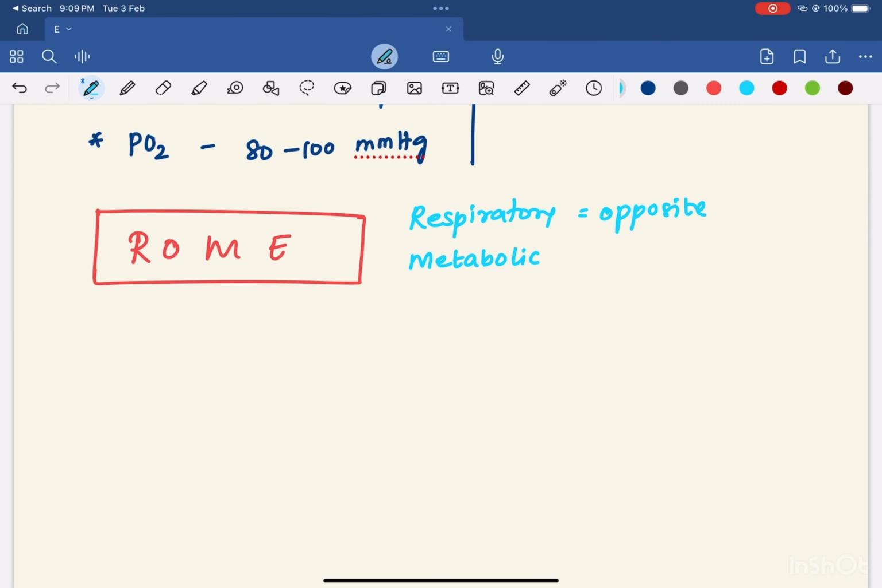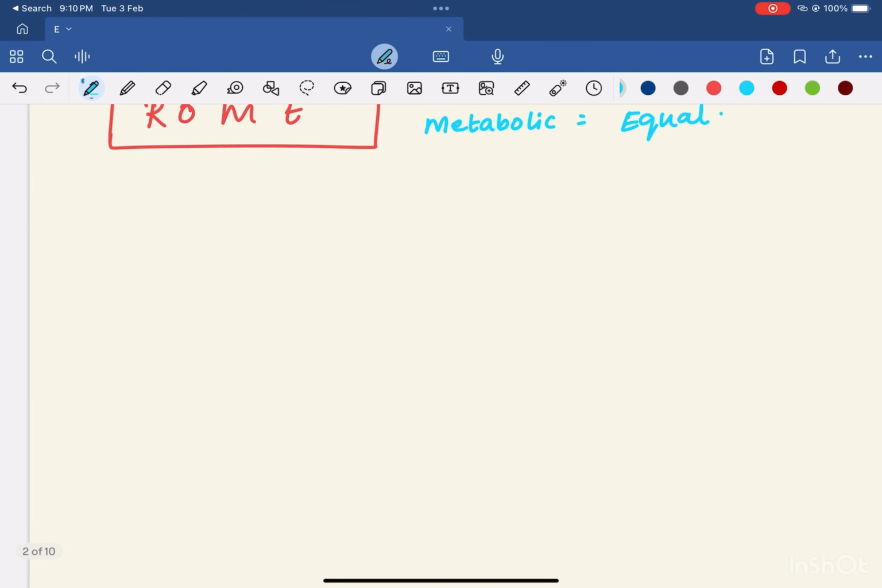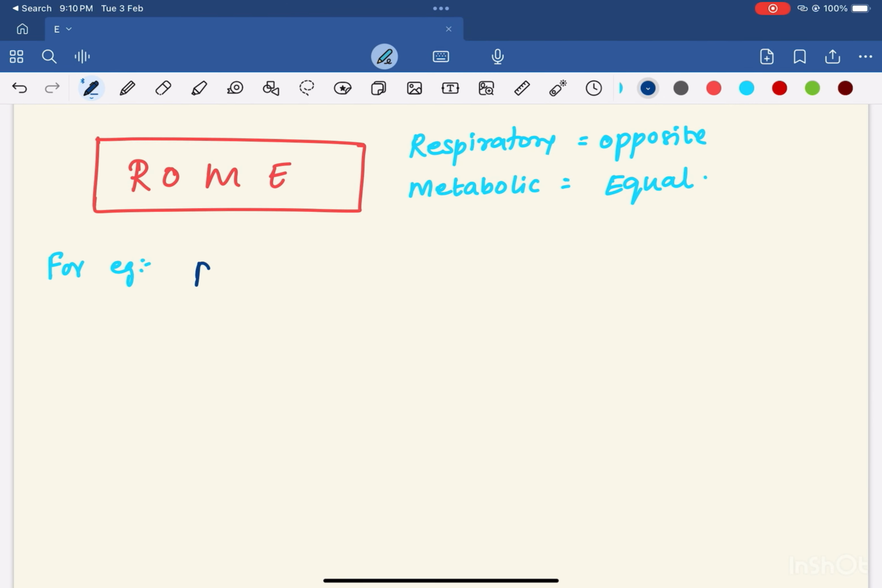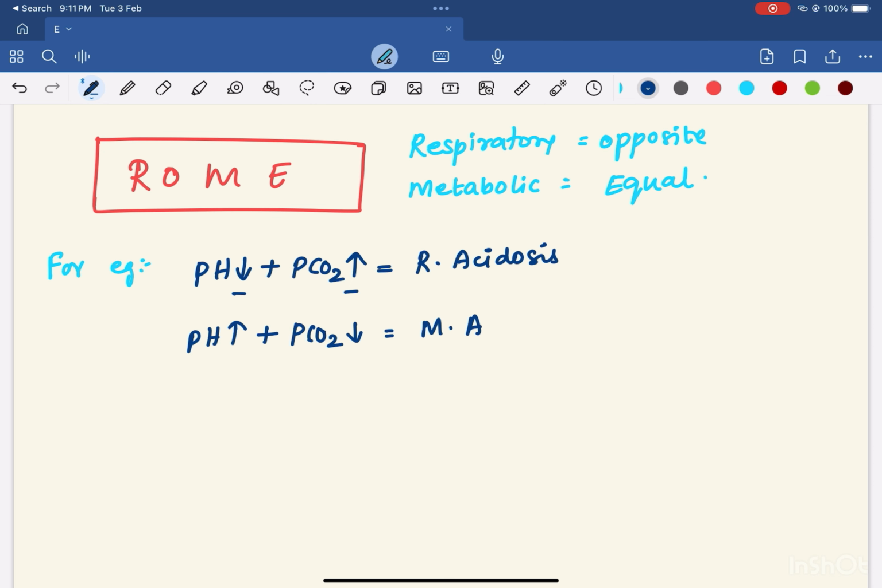So for example, we can see if pH is low and PCO2 is high, low, high, we call this respiratory acidosis because pH is low. So acidosis. If pH is high, this is alkalosis, plus PCO2 is low. So two different directions, respiratory alkalosis.